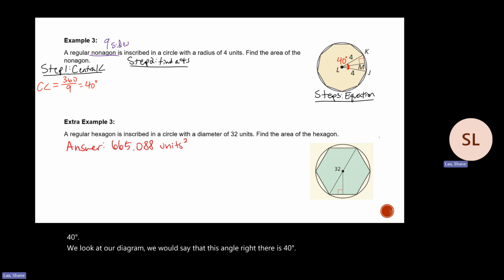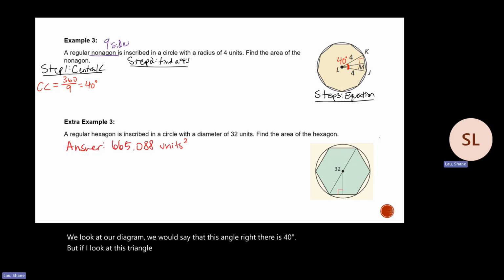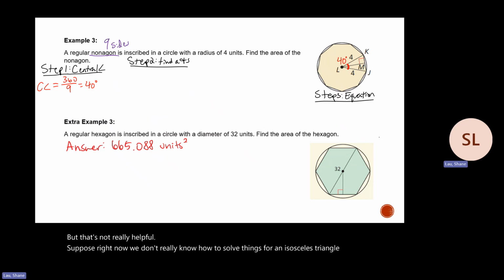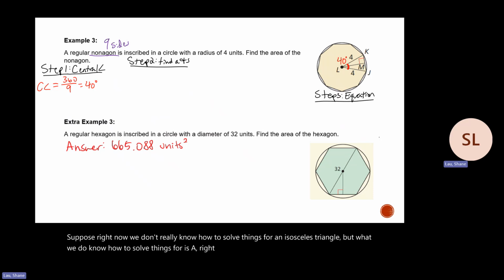If I look at this triangle here, I know I have 4 for one side and 4 for another side. That means I have an isosceles triangle. But that's not really helpful to us right now, because we don't really know how to solve things for an isosceles triangle. What we do know how to solve things for is a right triangle. If we look at our apothem, again, it's the segment that connects the central angle and the base of the triangle that we talked about earlier.